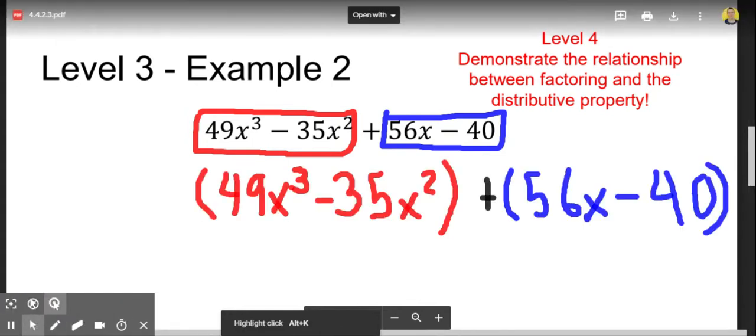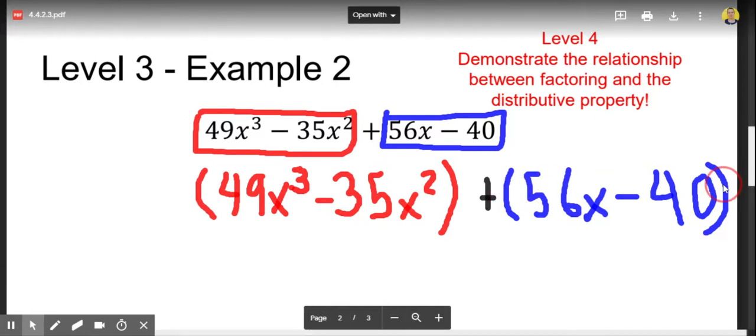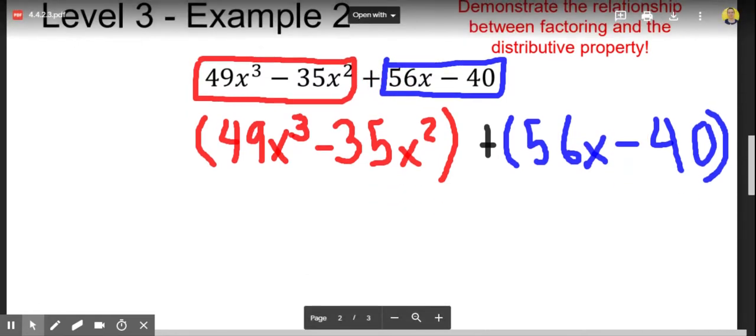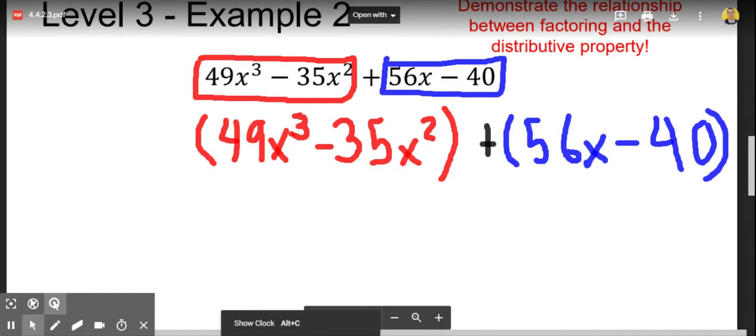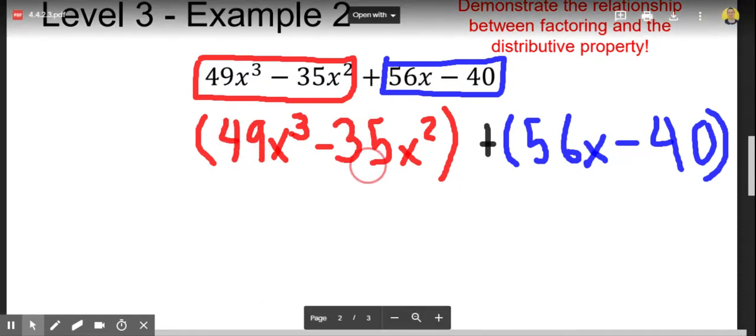So here we have it written out as our first group plus our second group. You'll notice we didn't have to change the sign this time. It's still a negative 40 because we didn't have to worry about that subtraction. So I'm just going to scroll down, give us a little more room. And let's look at our 49 and negative 35.